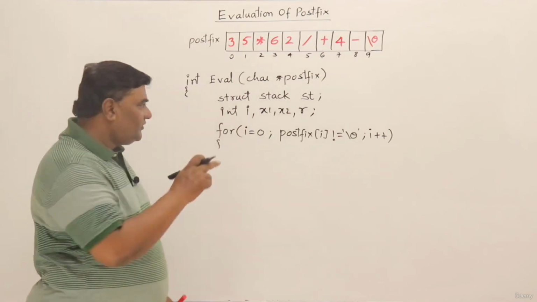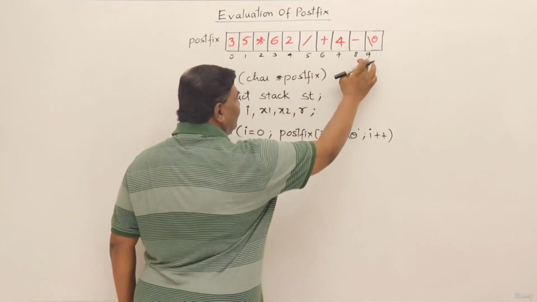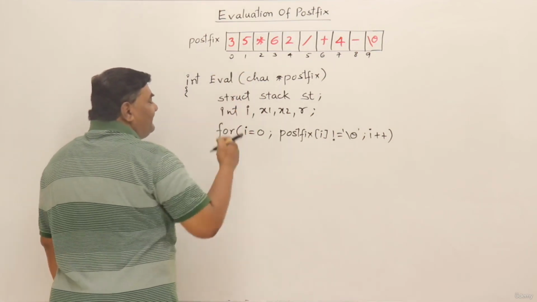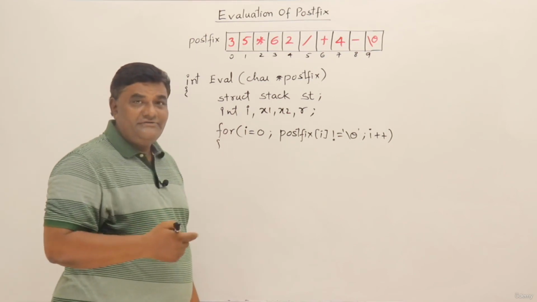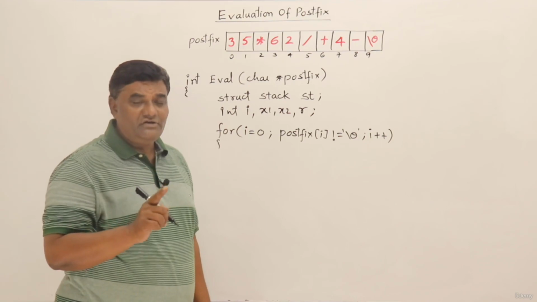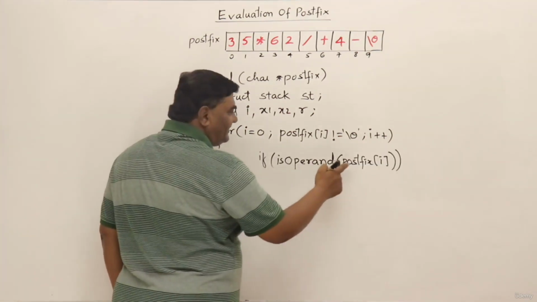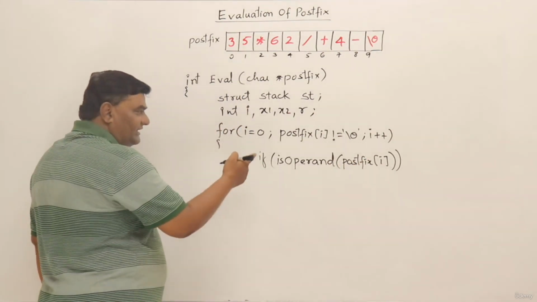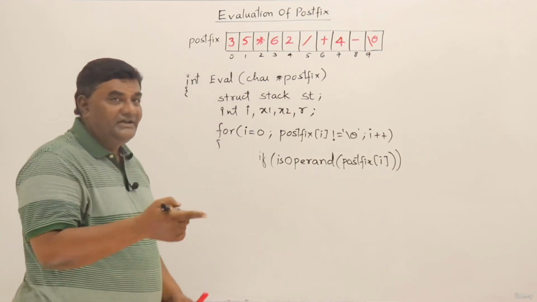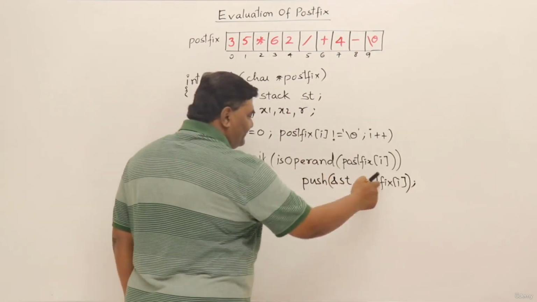Now let us proceed. What do I have to do while scanning? This for loop will take me from 0 to 9, right? It will stop here. So for every symbol, what are we supposed to do? Check if it is an operand or operator. If you remember in the previous example program, that is infix to postfix conversion, we wrote a function called isOperand. That same function I will use here. isOperand of postfix of i. If it is an operand, then we have to push it into the stack. So okay, the postfix symbol is pushed into the stack.